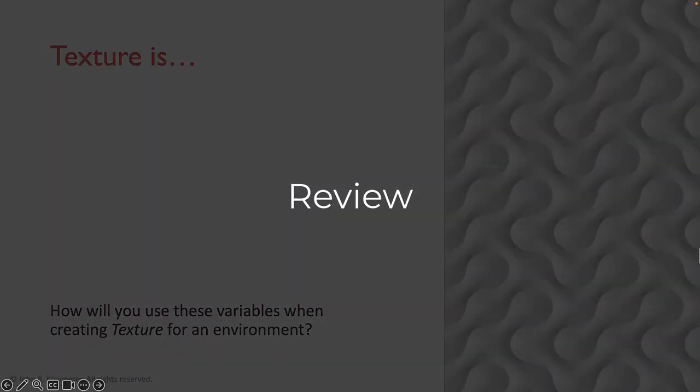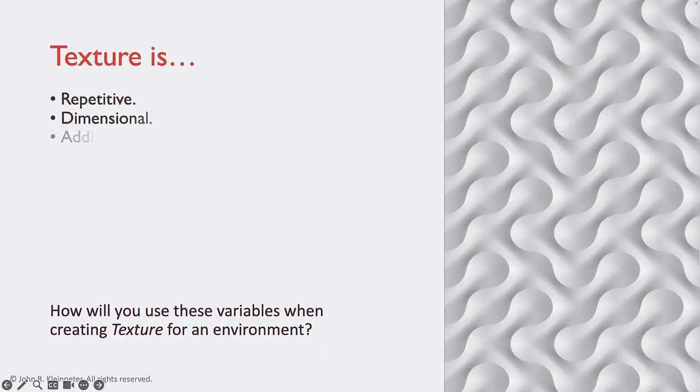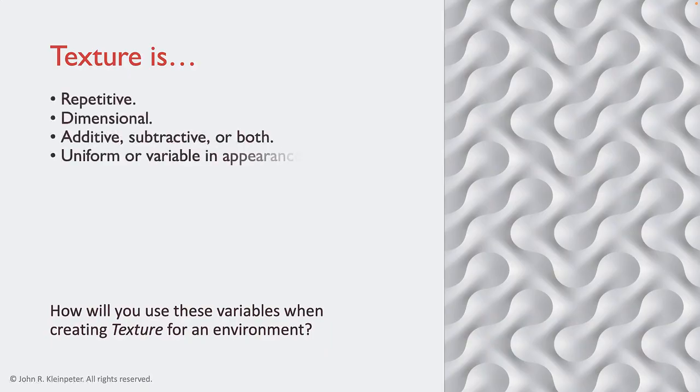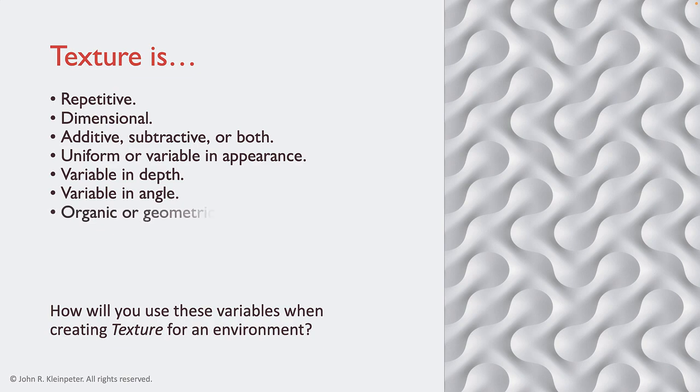Let's review. Texture is repetitive, dimensional, additive, subtractive, or both, uniform or variable in appearance, variable in depth, variable in angle, organic or geometric, and relative. How will you use these variables when creating texture for an environment?